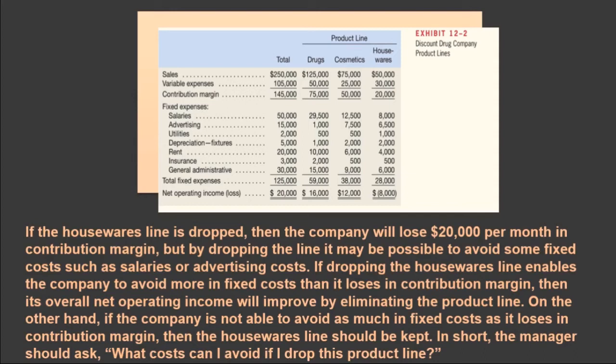On the other hand, if the company is not able to avoid as much in fixed cost as it loses in contribution margin, then the housewares line should be kept. In short, the manager should ask, what costs can I avoid if I drop this product line?